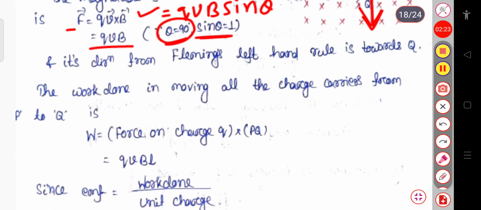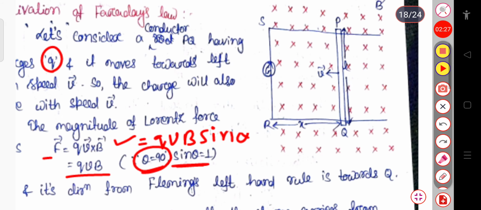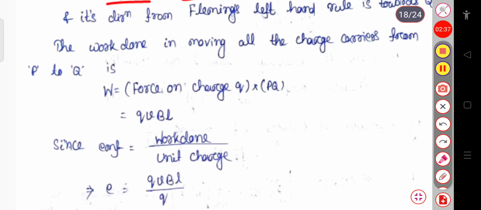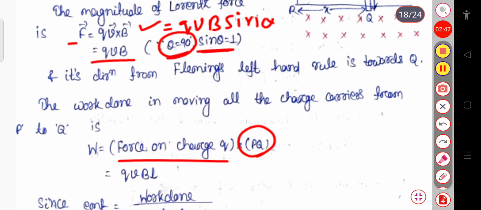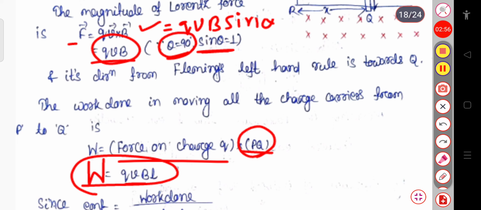The work done in moving all the charge carriers from P to Q will be W equal to force into displacement, that is the force on the charge Q into the displacement PQ. According to the Lorentz force, the force is QVB, and PQ is L. So the total work done will be QVB into L.